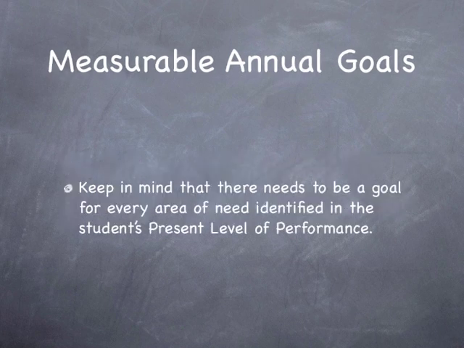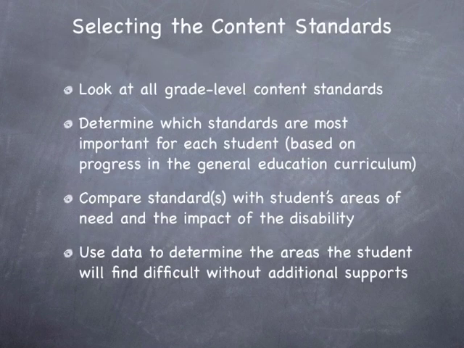Keep in mind that there needs to be a goal for every area of need identified in the student's present level of performance. So when we look at selecting content standards, we need to look at all grade levels of the content standards, and then determine which standards are most important for each student, based on progress in the general education curriculum. We want to compare the standards with the student's area of need and the impact of the disability, and we want to use data to determine the areas the student will find difficult without additional supports.